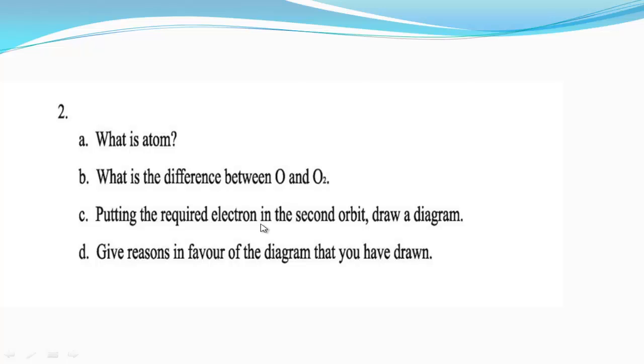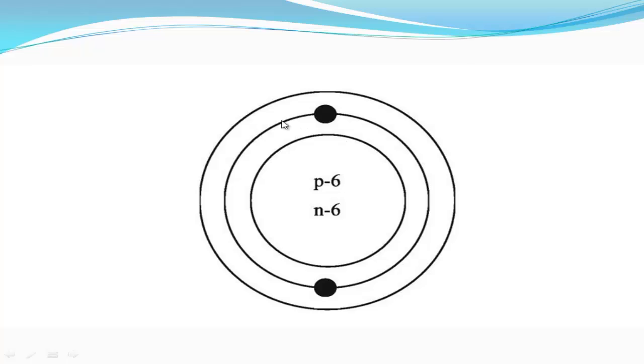Putting the required electrons in the second orbit, draw a diagram. Very easy. In the second orbit, how many electrons will be there? 4 electrons, because here the proton number is 6. So 6 protons are present. We know that in an atom the electron and proton number is always equal. For this, there will be 6 electrons. Out of them, 2 electrons are present in the first energy shell, so in the second orbit there will be 4 electrons. Like this way you have to explain, and finally you have to draw the figure.